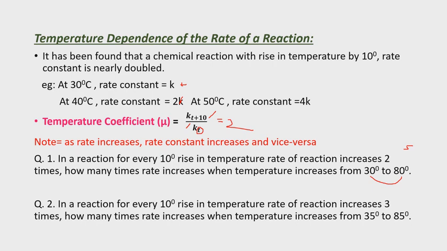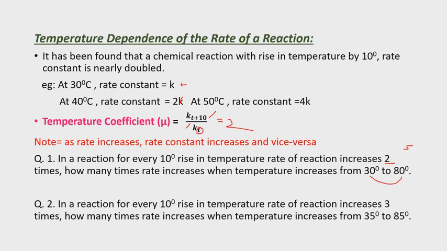50 can be written as 5 times 10. How many times? 5 times 10, so 5. So it increases how many times here? 2 times. 2 times means 2 power 5 is the answer. 2 into 2 into 2 into 2 into 2, that is 32 times.